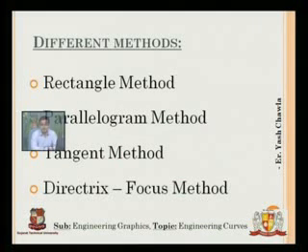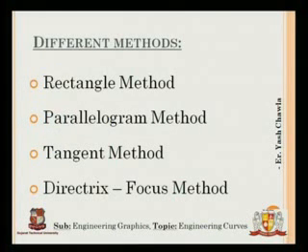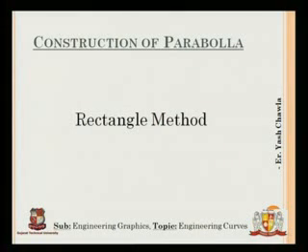What are the different methods available for construction of a parabola? There are 4 methods available: rectangle method, parallelogram method, which are very similar to each other, then the tangent method, and finally the directrix and focus method. First we are going to discuss the rectangle method.